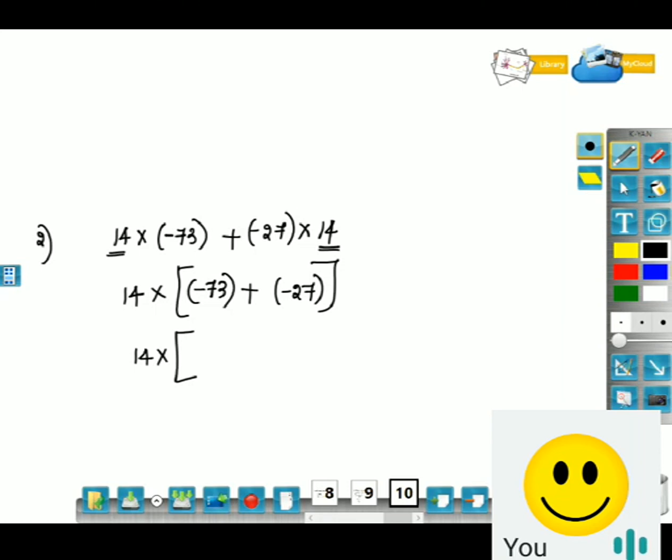Both are negative, we have to add and put the minus sign. It will be minus 100. Now 14 into minus 100 will be minus 1400. Here you have to be very careful: minus 73 plus minus 27. Since both the numbers are negative, we have to add and put the minus sign in the answer. Okay, so let us take another problem.